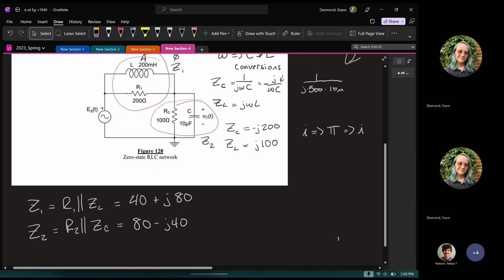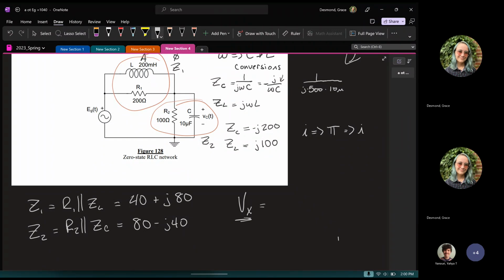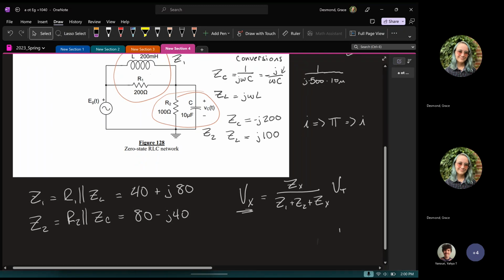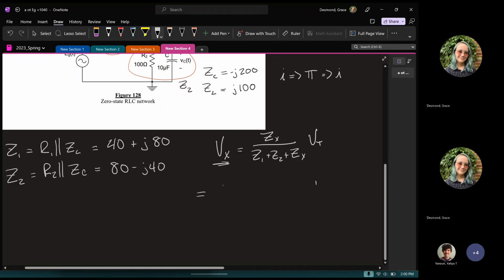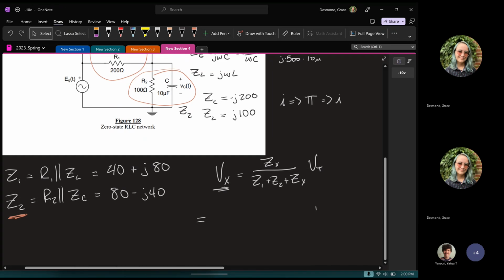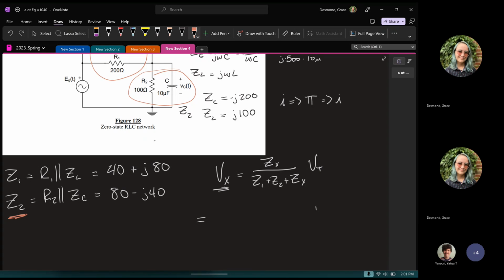So your Vx, the voltage that you want, is equal to your Zx over R plus Z1 plus Z2 plus Zx, times V total. We want Z2 because, and we said this earlier but I want to emphasize it, R2 and C are in parallel, so the voltage across them is exactly the same. When you condense them down, you don't have to separate them out again. So the voltage over that is still the same. Once you do the voltage division, that is VC.